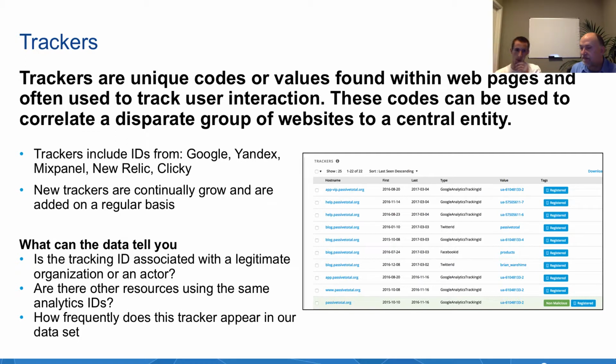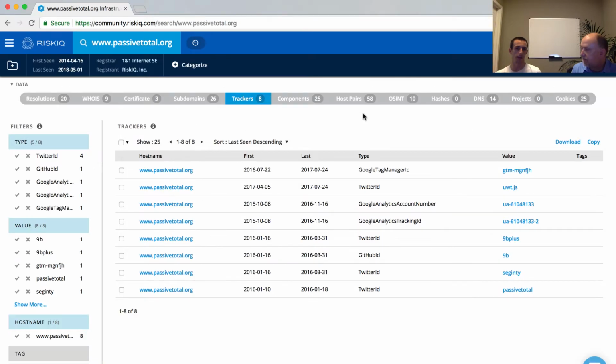Commonly, a lot of the trackers that are fairly well known to people are things like Google Tag Manager, Google Analytics, Twitter IDs, GitHub IDs, New Relic, Clicky ID. Yeah, Clicky, Mixpanel. Anytime you have some sort of marketing-based content or tracking-based software, we're going to have a tracker for it and be able to extract that out.